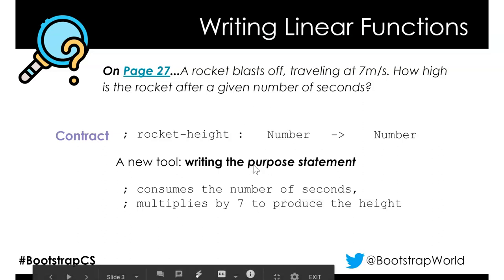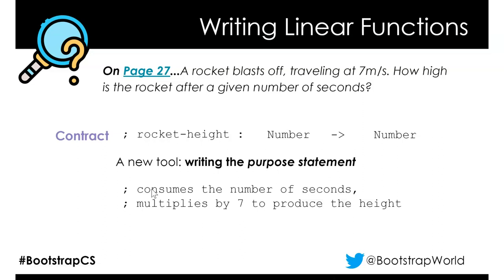All right, what is the purpose of this rocket height function? Well, it consumes the number of seconds. You may not use the word consume. You may say takes in, or whatever verb you want to use here, but consumes, it eats the number of seconds, and multiplies by 7 to produce the height. Do we know that yet? We know it produces the height.